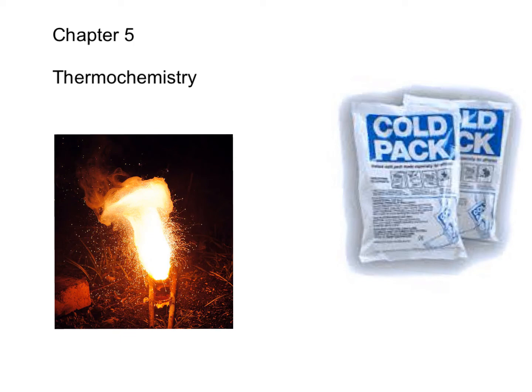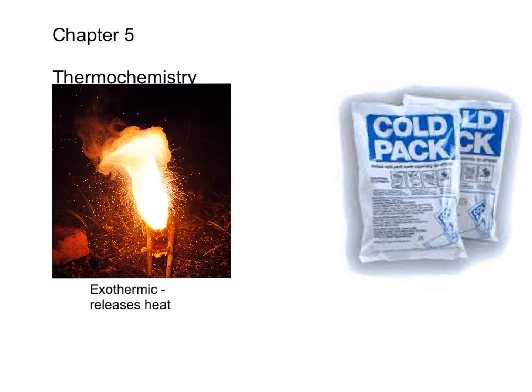Now that we've looked at different types of chemical reactions, it's time to consider the energy changes that occur when chemical reactions take place. Some reactions release energy, like this thermite reaction. The thermite reaction is considered an exothermic reaction. Therm meaning heat, and exo meaning out of. So in an exothermic reaction, heat is going to be given off or released.